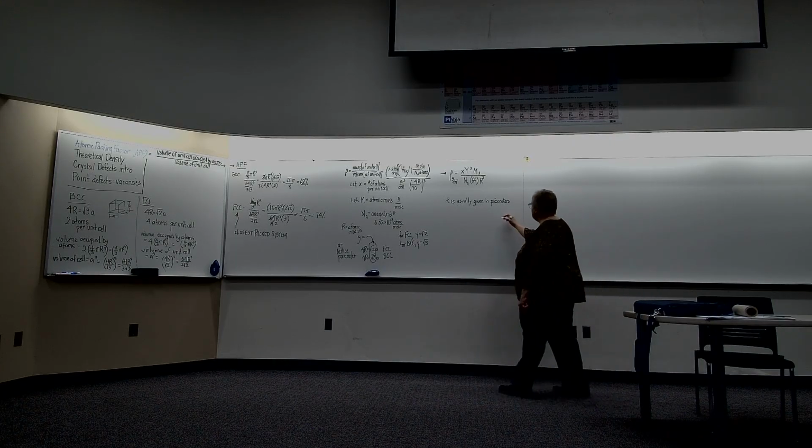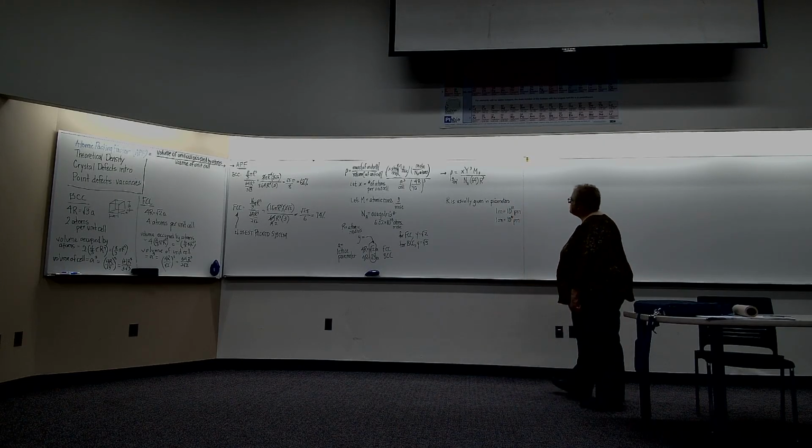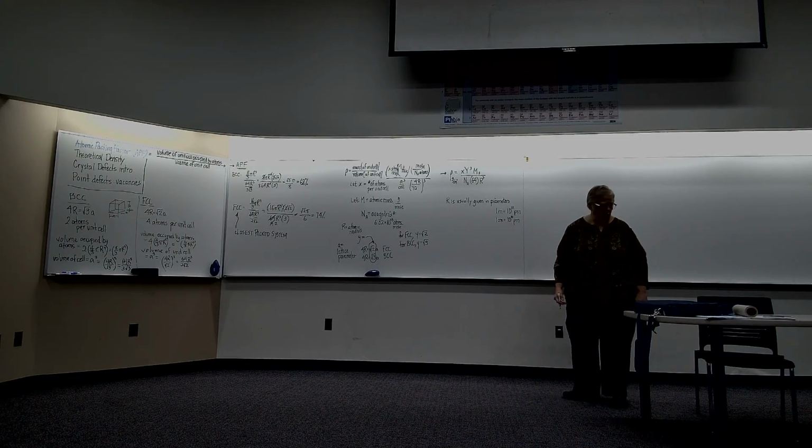There's 10 to the 12 picometers in a meter. So 1 meter equals 10 to the 12 picometers, and I'm going to want centimeters. 1 centimeter is 10 to the 10 picometers. So I need to put that conversion in there when I solve. So let's do an example.